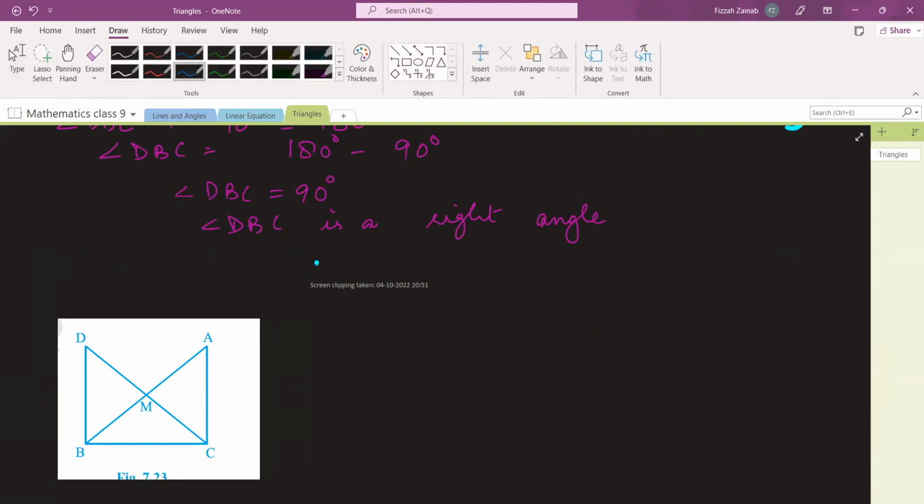Okay, so in the third part, what you have to show is that triangle DBC is congruent to triangle ACB. Now, where is DBC? First of all, see DBC. Can everybody see that? This is DBC. Understood?